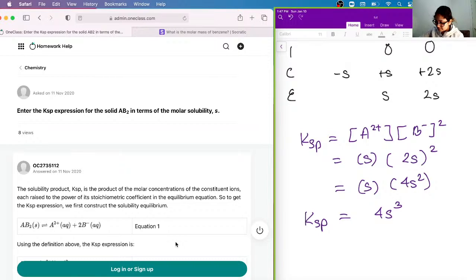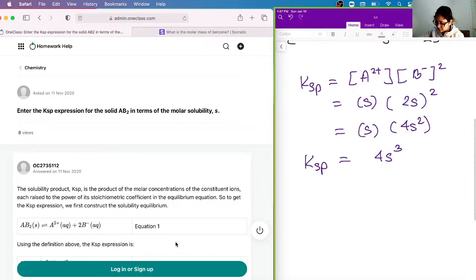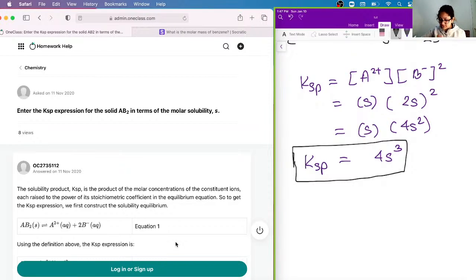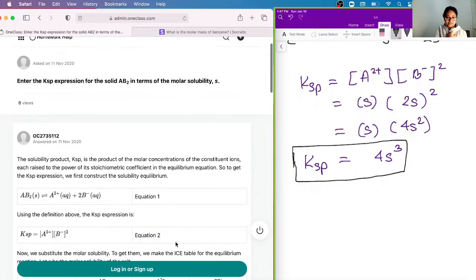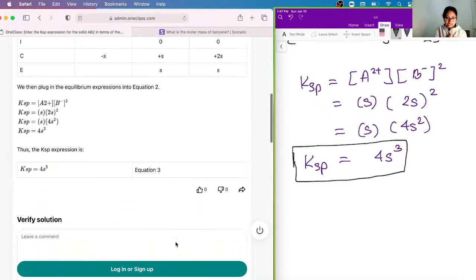Okay? Our KSP equation. Okay? And this is correct.